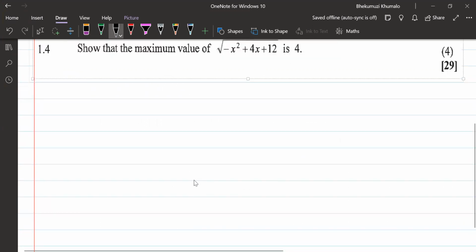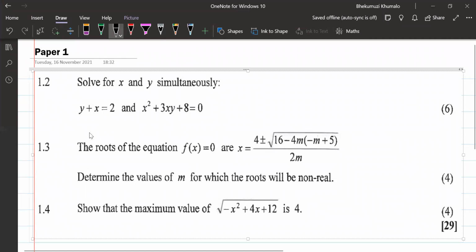So the first one that we're going to start off with is 1.2, just continuing from where we left off in the video. 1.2 says solve for x and y simultaneously. We have y plus x is equal to 2, and x squared plus 3xy plus 8 is equal to 0. So it's a simultaneous equation.